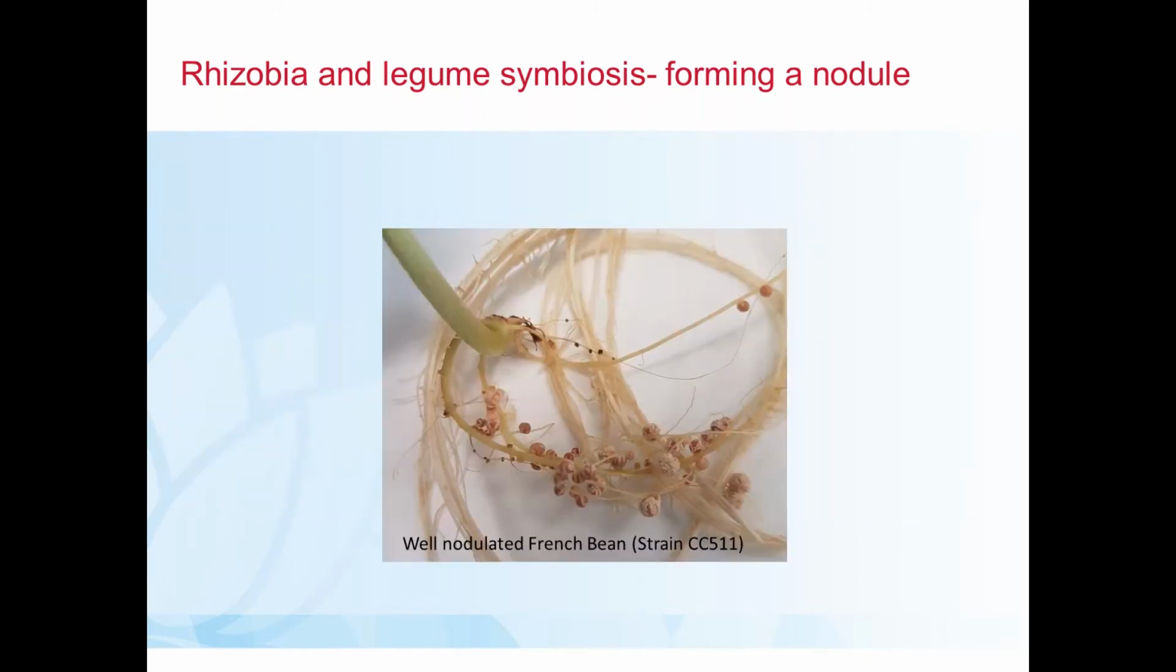Next is a really good example of a well-nodulated bean plant. You can see a large number of nodules in the crown of the roots, and they're pink, meaning that they contain a plant-produced compound called leghemoglobin, which is extremely important. It's essential to fixing nitrogen from the atmosphere into the soil.